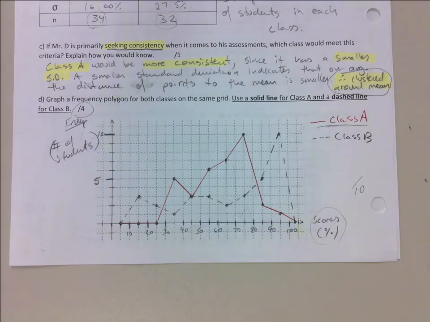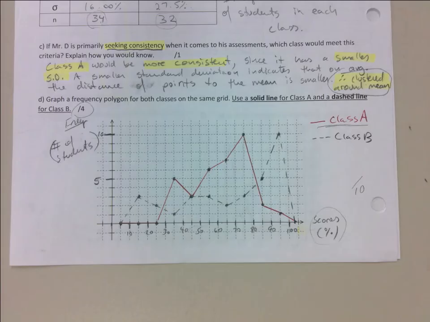For the dashed line, if you go from this end all the way to this end, there's more of a spread for Class B. You can notice that there's a lot of students all over the place, but you had a significant number of students that actually scored quite high. They scored anywhere between the 80s and 100, so that pulls up your average. That's why your average looks like it's higher.